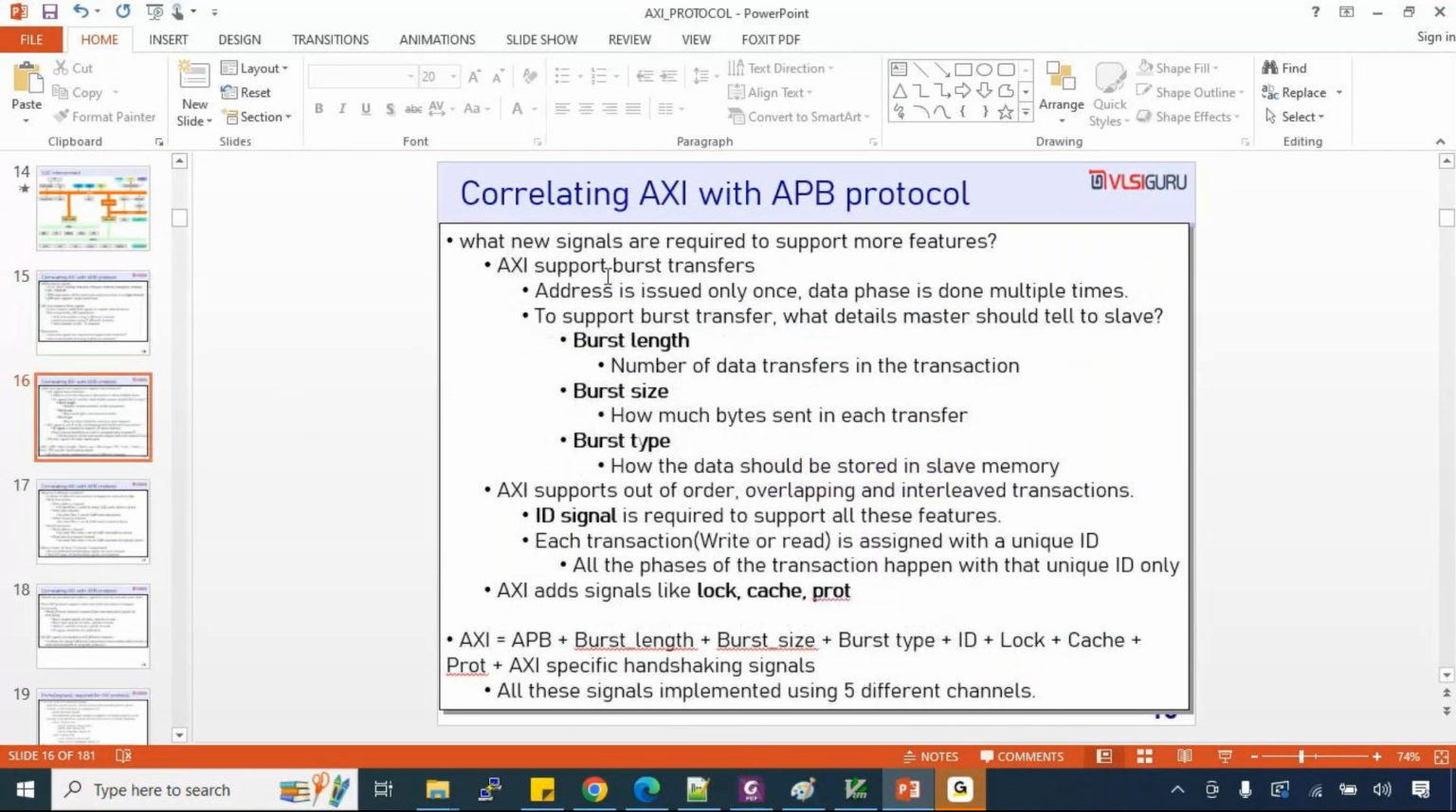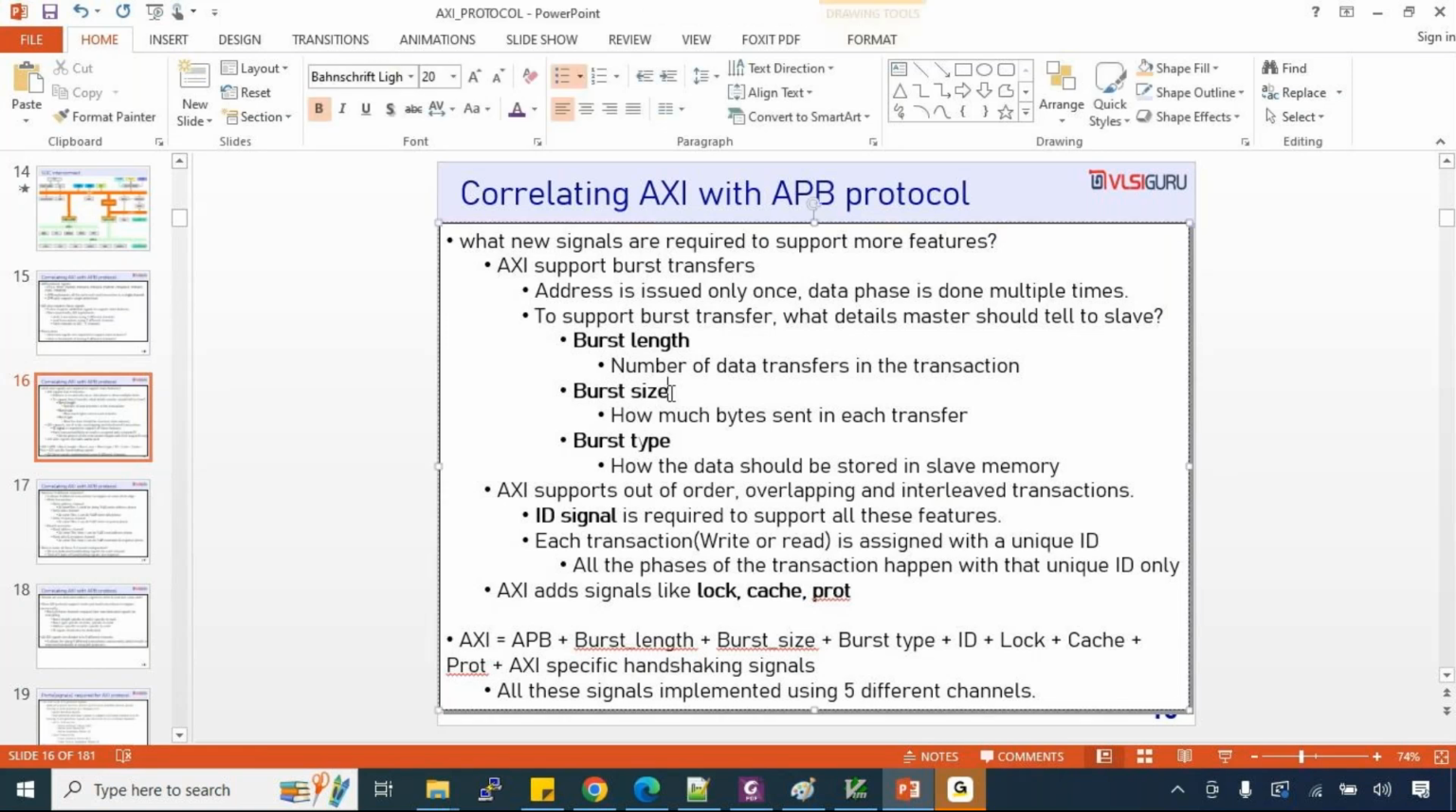AXI supports burst transfers. Address is issued only once, data phase is done multiple times. To support burst transfer, what details should the master tell the slave? What is the burst length? I have done one address phase. How many data phases am I going to do? Corresponding to that one address phase, how many times am I going to send the data? That is called the burst length. So, the number of data transfers in the transaction.